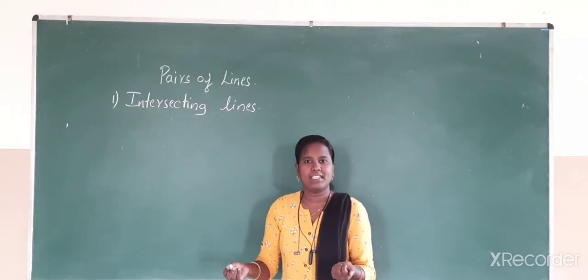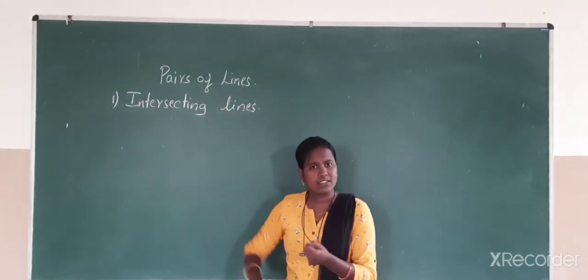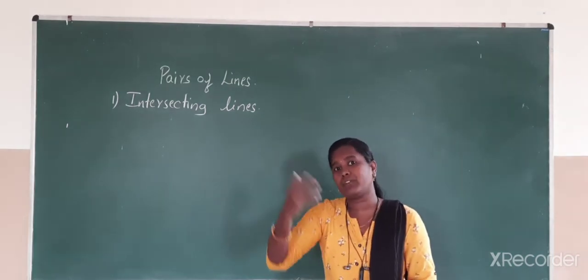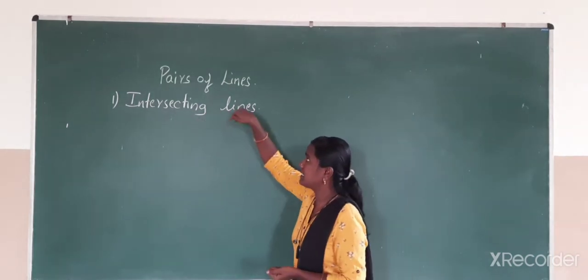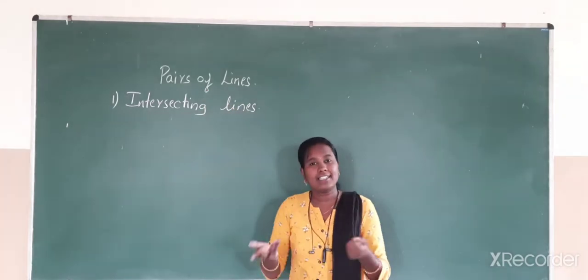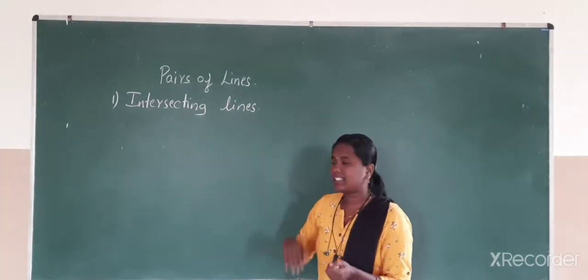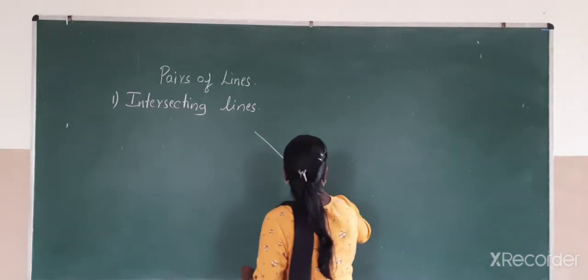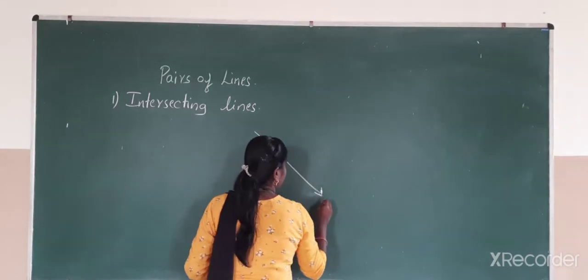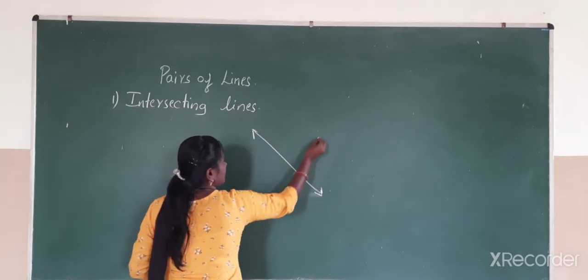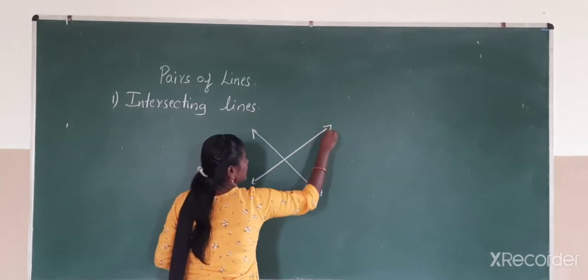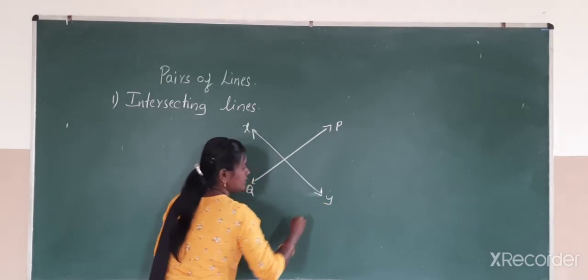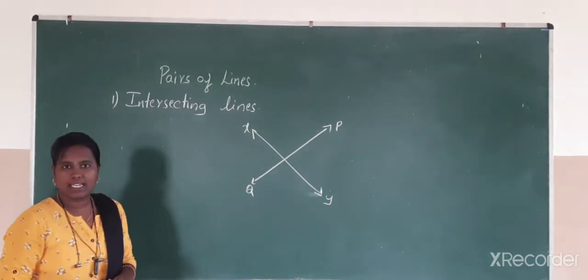So what are these intersecting lines? How will they be? The name itself says that these are pairs of lines. Intersecting lines are the pair of lines. Then how will they be? To understand this, let us take a ray diagram. Consider two lines as PQ and XY.